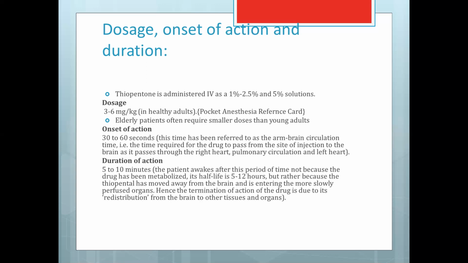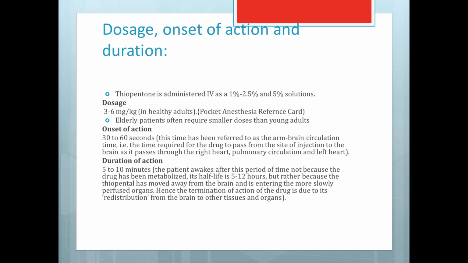This time has been referred to as the arm brain circulation time, which is basically the time required for the drug to pass from the site of injection to the brain as it passes through the right heart, pulmonary circulation, and left heart. Duration of action is 5 to 10 minutes. The patient awakes after this period of time not because the drug has been metabolized. Its half-life is about 5 to 12 hours.